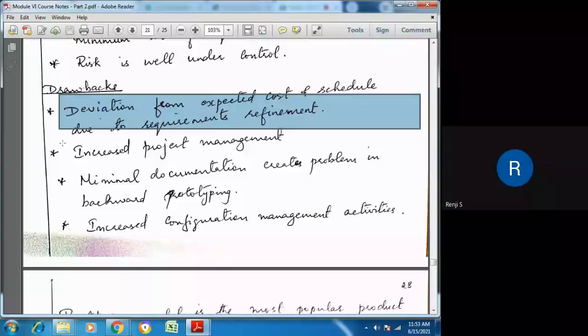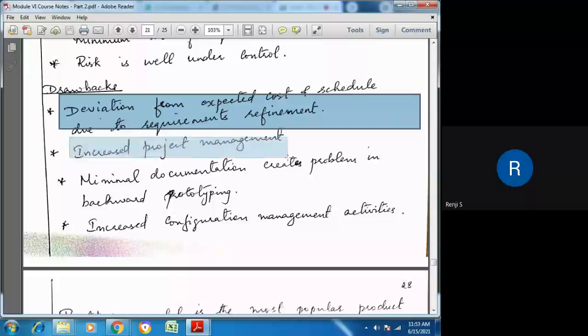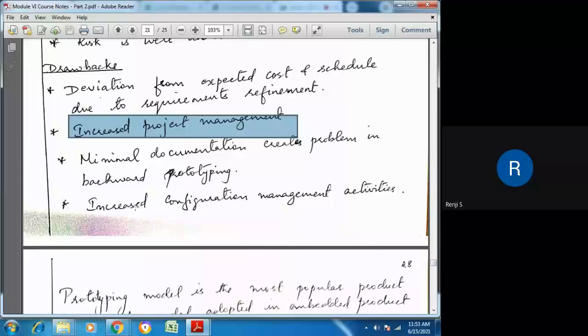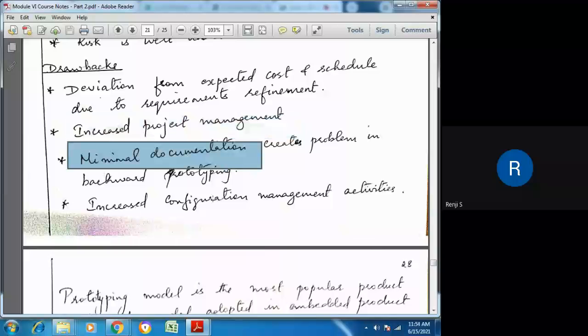Then the second disadvantage is increased project management because of the changes incorporated. Project management becomes a tedious task, and it should also be done properly. Then there is minimal documentation, so there can be problems when we are doing backward prototyping. Here documentation is very little. We are just building the product and evaluating it with the customer. So finding any errors through back propagation will be very difficult.